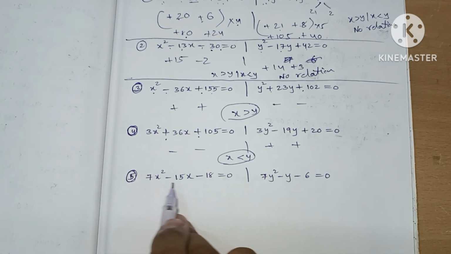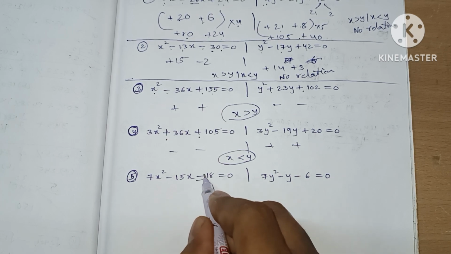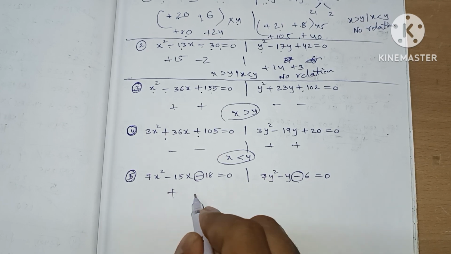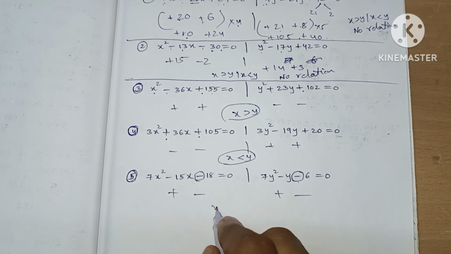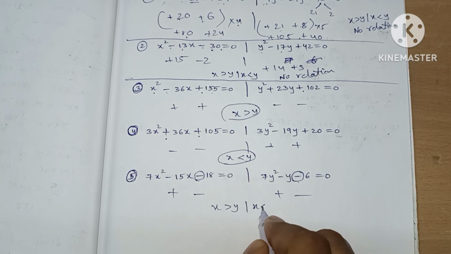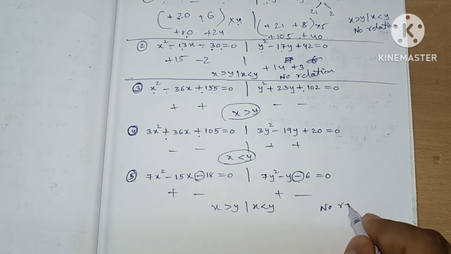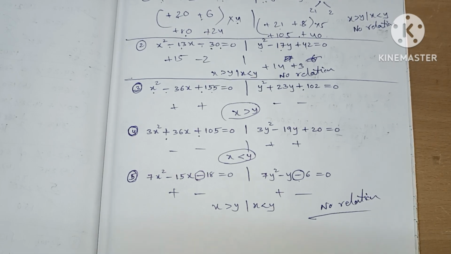Let's see fifth question. In these two equations, the last sign will be negative. Means here the roots are in positive and negative. Here also the roots are in positive and negative. We get x greater than y and x lesser than y by comparing these two equations. So no relation can be established between these two equations.